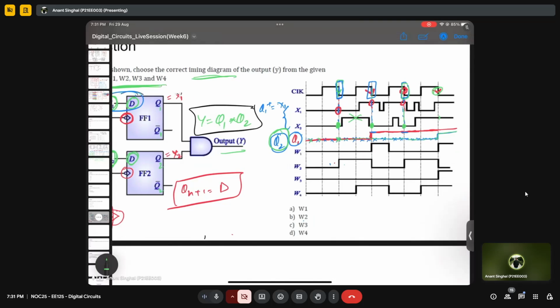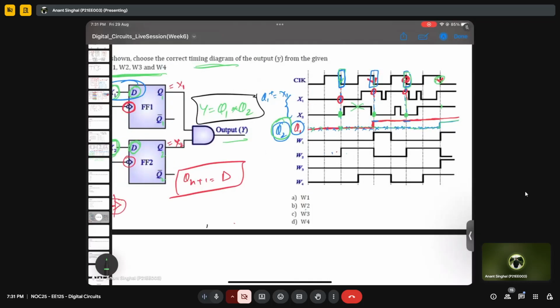So if you can see, what will be the answer? W1, W2, W3, W4. W1. How can W1 be the answer? And you know the truth table of AND, right? X, Y, and let's say AND of X, Y. So 0 0, 0 1, 1 0, 1 1. It's 0, 0, 0, 1. When both of the inputs are 1, then only the AND becomes 1.